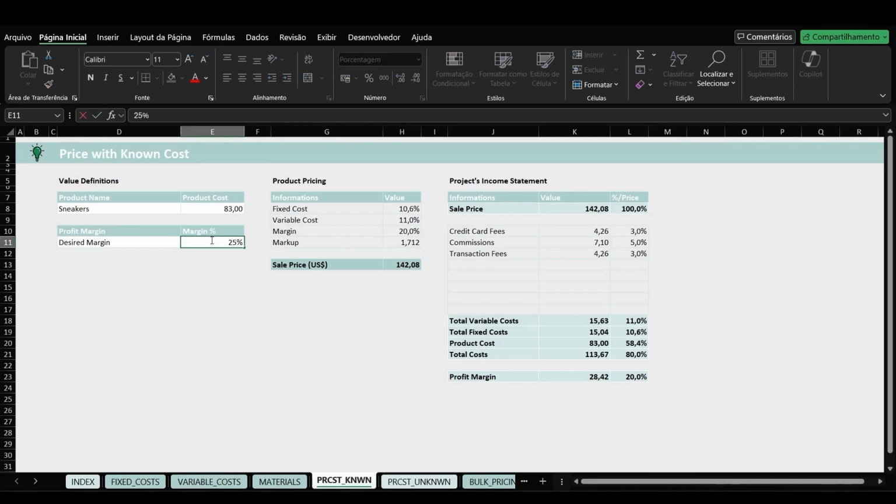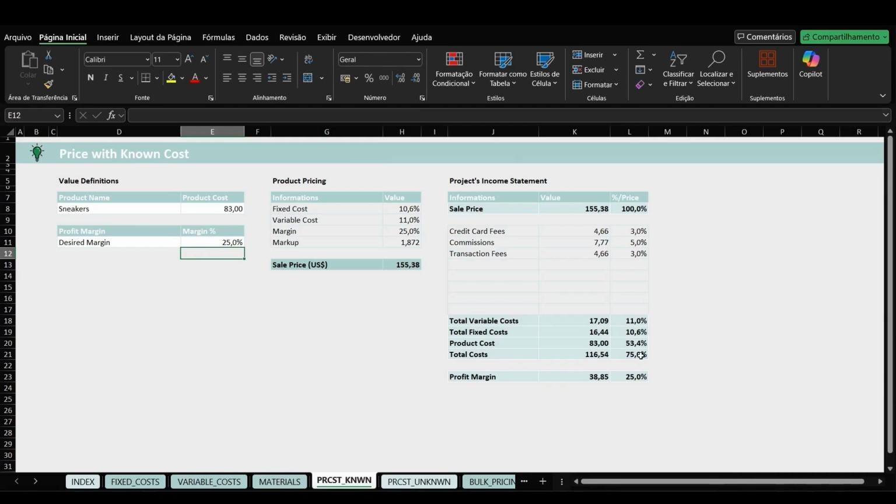If I change any value here, whether it's the margin, the product cost, or fixed or variable costs, my selling price is going to change. For example, I'm adjusting the margin from 20 to 25%, so my selling price goes up to $155. So it's in a very simple, straightforward, and secure way that this price calculator spreadsheet will calculate the selling price for you.